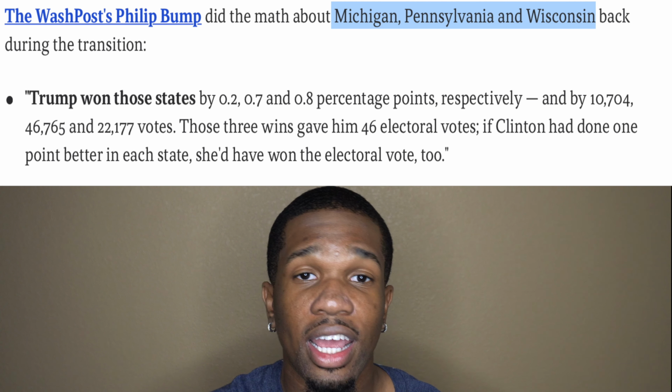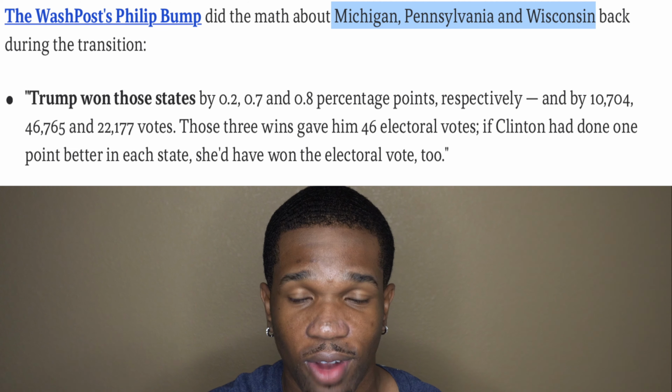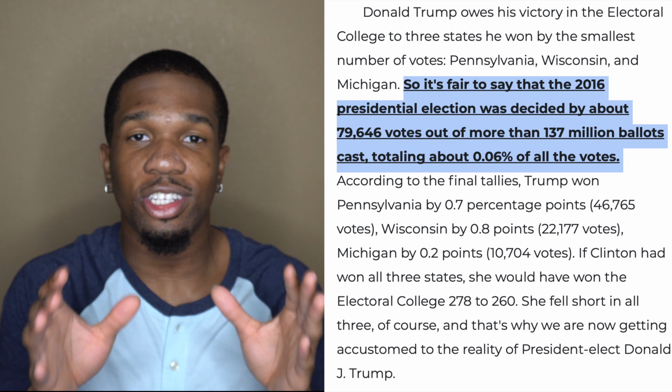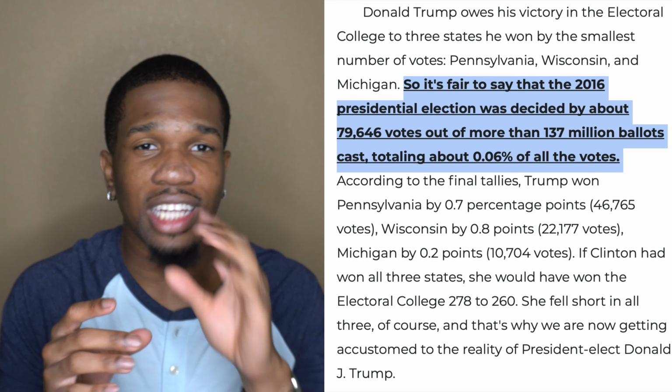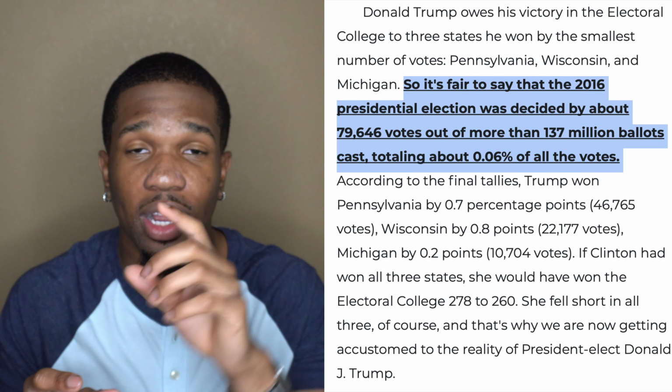And to expand on my point, Donald Trump lost the popular vote to Hillary Clinton. However, he won the electoral college. The 3 states that basically won him the election were Michigan, Pennsylvania, and Wisconsin, where he got 80,000 more votes than Hillary Clinton, right? So think about it like this. Literally 137 million Americans voted in that election, but 80,000 votes is what decided it, which is less than 1% of all the votes that were cast in that election.